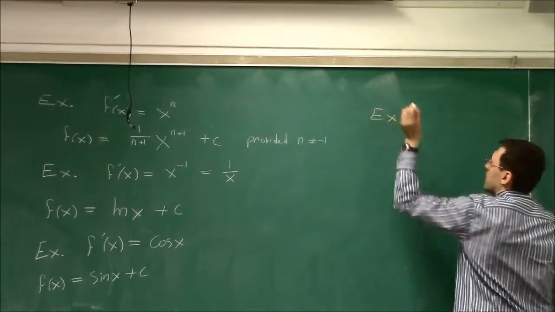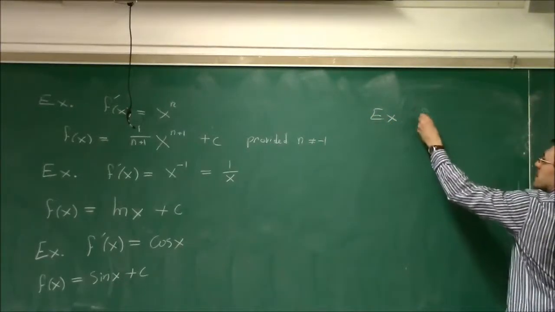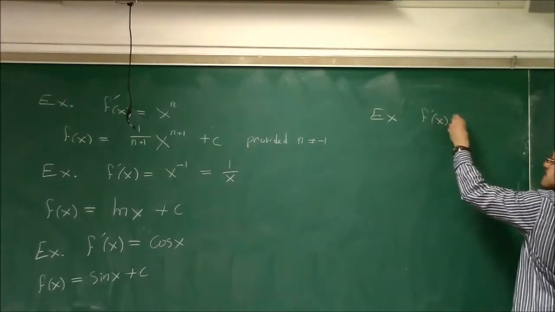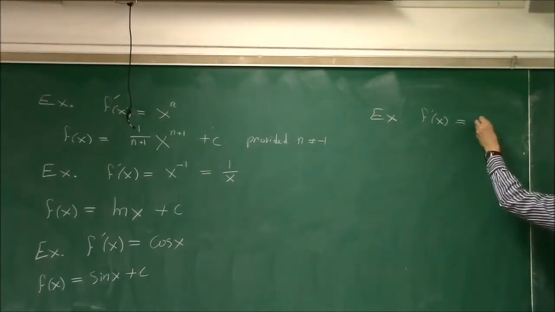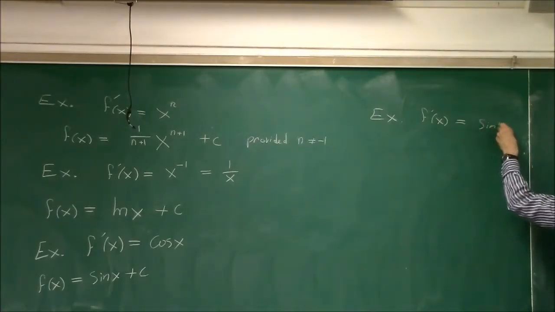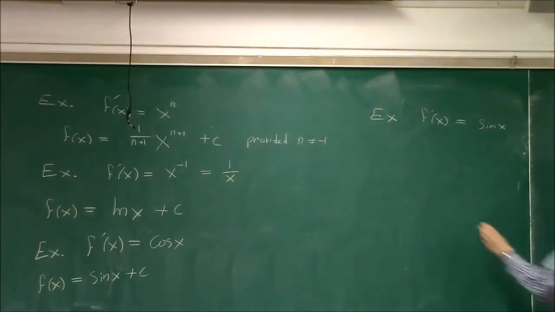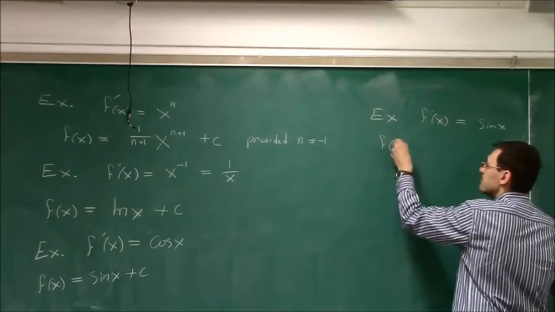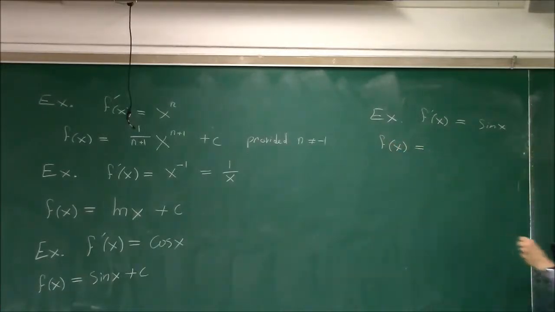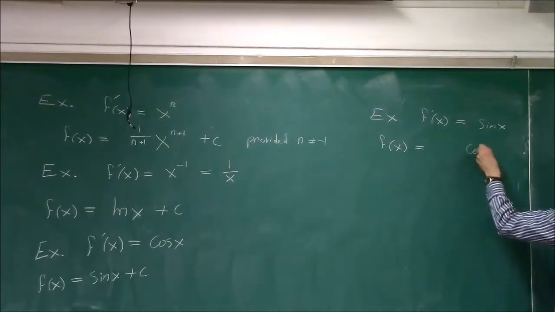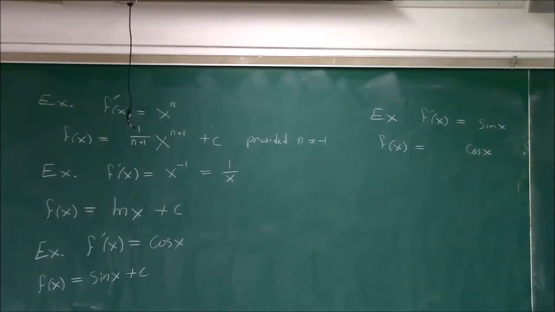Let's see how you fare here now. Suppose f prime of x is sine x. What is f of x now? Right, so you think, what will give you sine? Something that is similar to sine. If I take cosine, its derivative is minus sine. So you put an extra minus, and here you have it.